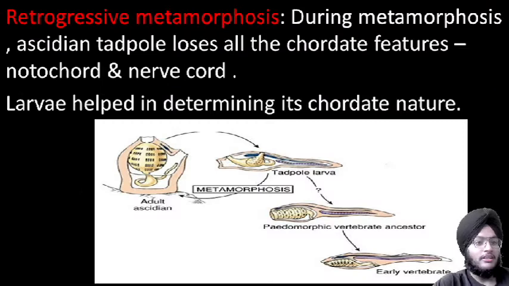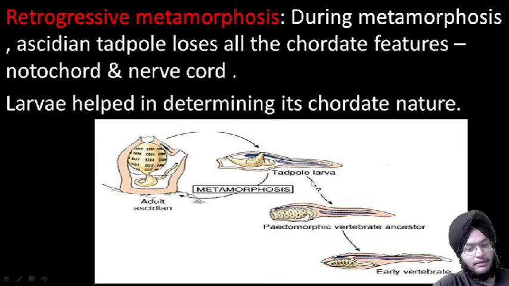embryology. Next, let us talk about retrogressive metamorphosis. As metamorphosis happens, the Ascidian tadpole loses all the chordate features as it becomes an adult Ascidian. That is, we can see the early tadpole larva has chordate features like notochord, nerve cord, and has a tail with which it can swim in the water. But as metamorphosis happens, the adult Ascidian becomes sessile. So here the larva has helped in determining its chordate nature.